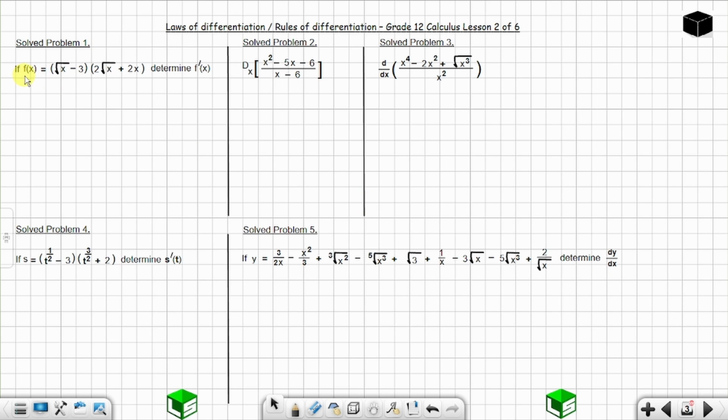Okay, so if f of x is equal to this, determine f prime of x. Or determine the first derivative. Okay, solution. Before you can determine the derivative, you don't want to have the square root sign. So you have to get rid of the root sign. And you don't want to have the bracket. So you have to drop your bracket. You have to get rid of the root sign and you have to drop your bracket before you can take the derivative. Okay, f of x is equal to, right, you have that bracket. Now you have square root of x. You have to get rid of the square root sign.